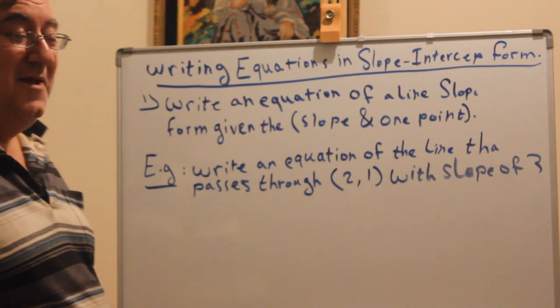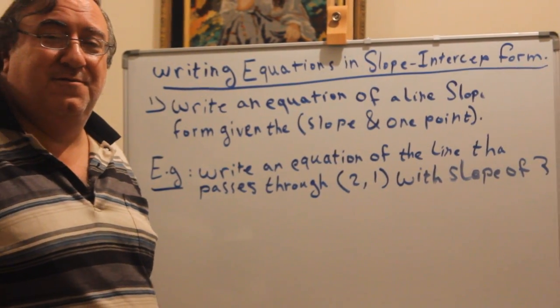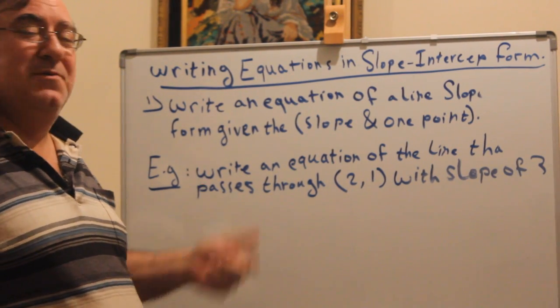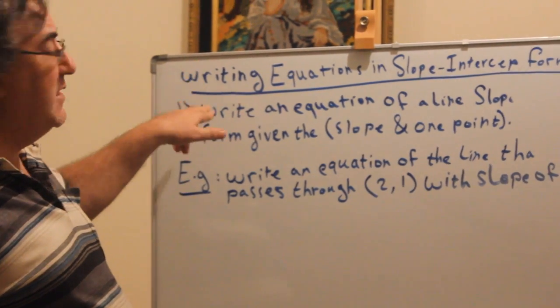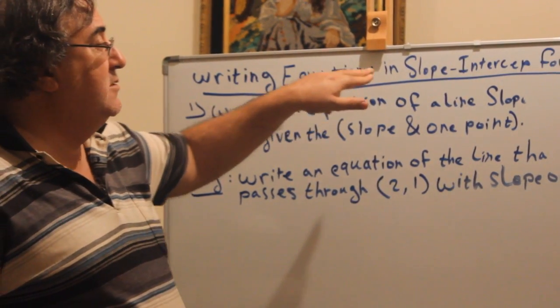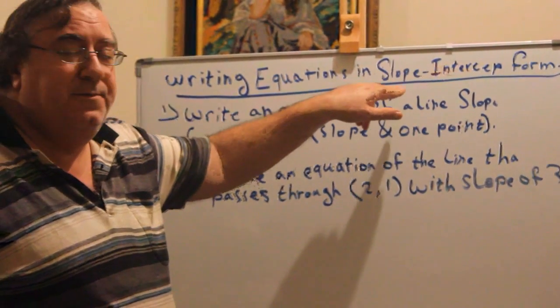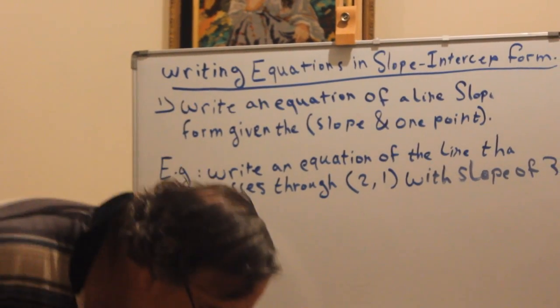Hi. We'll continue today our linear equation. You remember before we spoke about linear equation, it has three types: standard form, slope-intercept form, point-slope form. Today we are going to speak about writing an equation in slope-intercept form. And we explained before what's the meaning of slope and intercept. The intercept is the y-intercept.